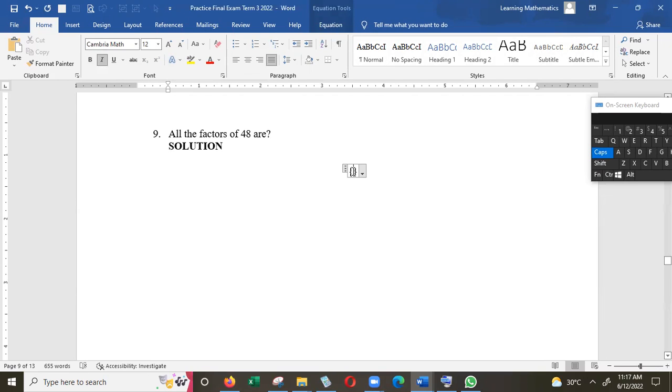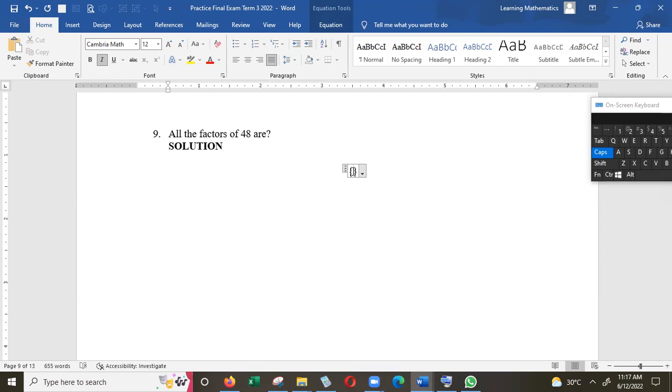So we all know that a factor of a number is a number that can go into that number without leaving a remainder. So a factor of 10 is 5. Factors can be equal to the number, but they have to be less than the number.